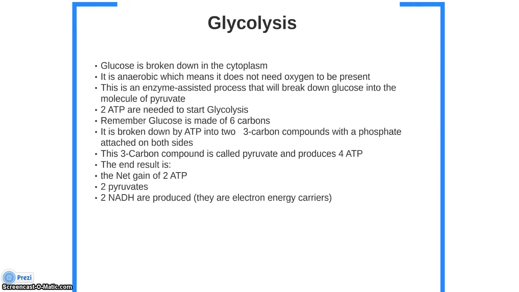Since it is a process, it needs some energy to get started, so we need to have 2 ATP to get us started. At that point in time, glucose is broken down into what we call a 3-carbon compound with phosphates attached at the sides. This carbon compound is called pyruvate or pyruvic acid, and we will produce 4 ATP. So our end result, though, is a net gain of 2, since if you do the math, we had to start with 2, so that's a negative 2. We produced 4, so that's a positive 4. That gets us a net gain of 2 plus 2 pyruvates and some NADHs.